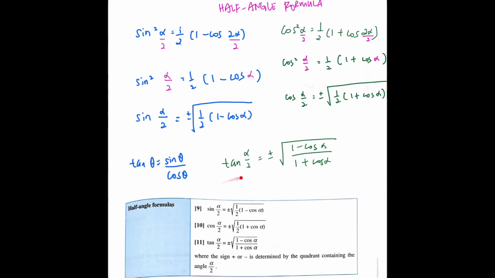You can see all the summary here in the table for sine alpha over 2, cos alpha over 2, and tangent alpha over 2. And again, it's written here, plus or minus is determined by the quadrant containing angle alpha over 2.